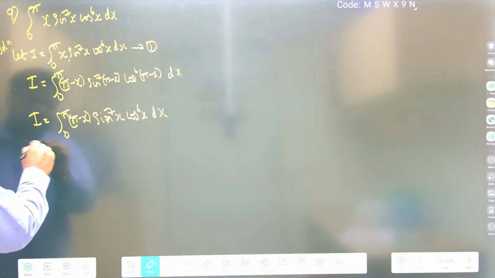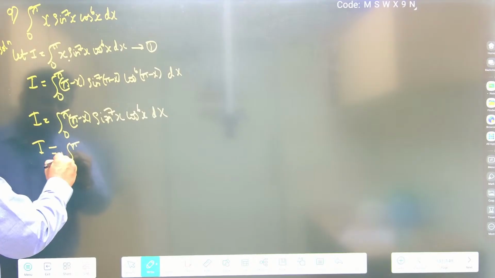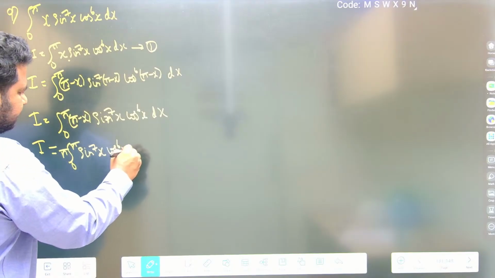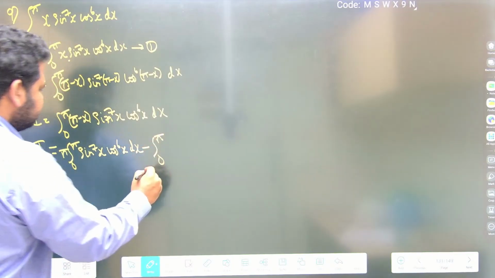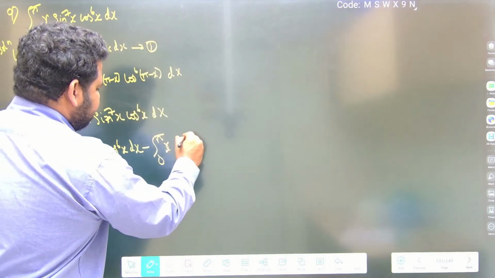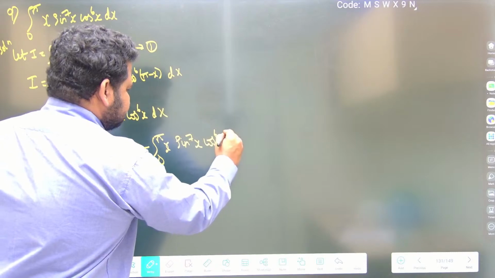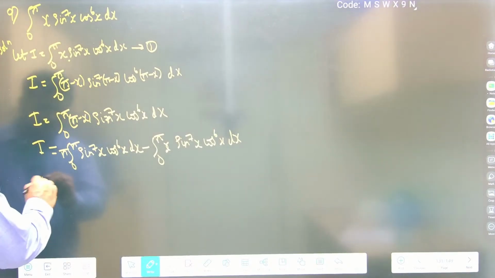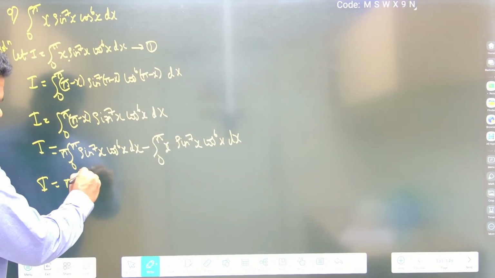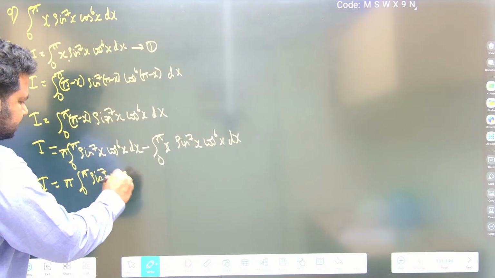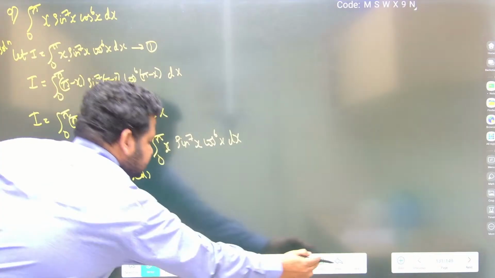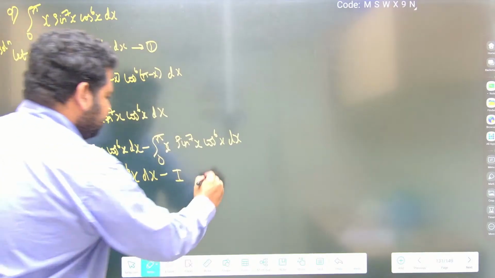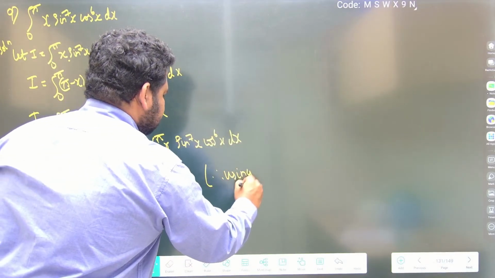Let us multiply this with pi and x. So this will become pi, let me take it outside, times integral from 0 to pi of sin power 7x into cos power 6x dx, minus integral from 0 to pi of x sin power 7x cos power 6x dx. This is nothing but I, correct? So I can write this as pi times integral of sin power 7x cos power 6x dx minus I, using equation 1.